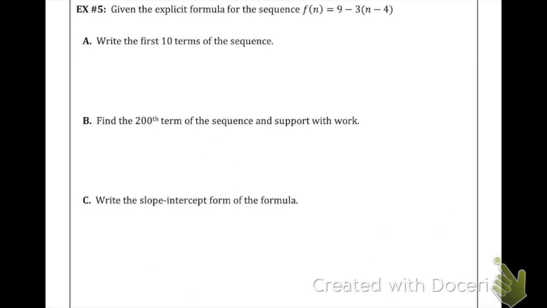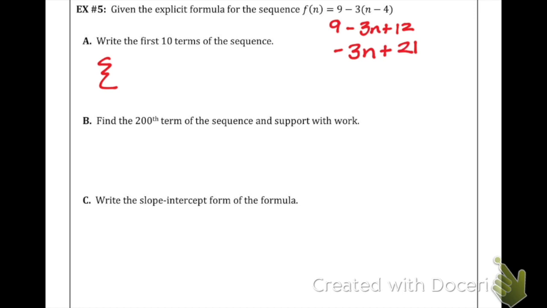Okay, welcome to example 5. So here we are given an explicit formula for our sequence, 9 minus 3 times the quantity n minus 4. And we want to find the first 10 terms. So we can either just use that formula. Me personally, I would just simplify it because then it'll be easier when I go to evaluate. So 9 minus 3n plus 12, which would get me to negative 3n plus 12 plus 9 is what, 21. So now when I evaluate it, it might be a little bit easier.